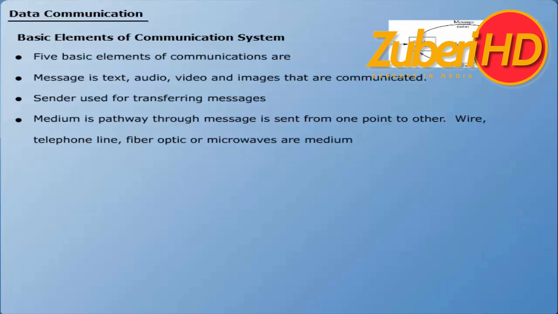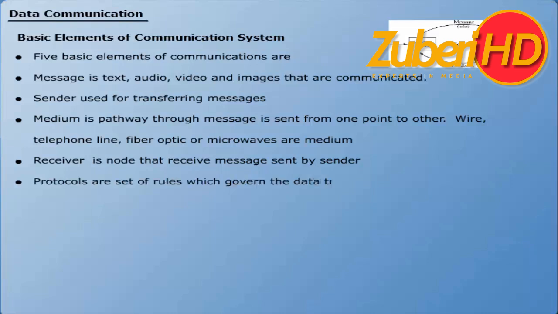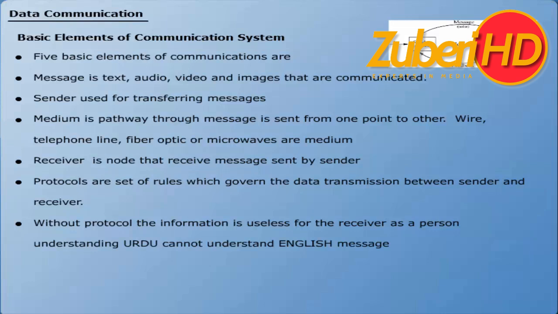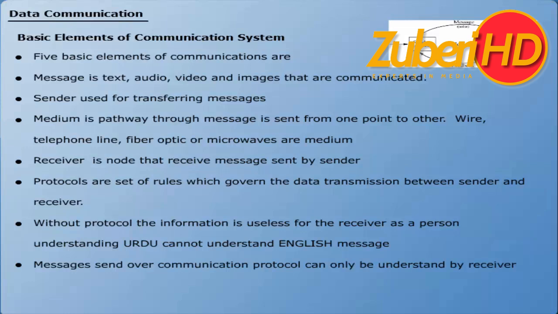Number 4. Receiver. The node that receives the message is called the receiver. Number 5. Protocols. A protocol is a set of rules which govern the data transmission between sender and receiver. Without protocol, the information is useless for the receiver, as a person understanding only Urdu cannot understand English messages. Therefore, messages sent over communication protocols can only be understood by the receiver.